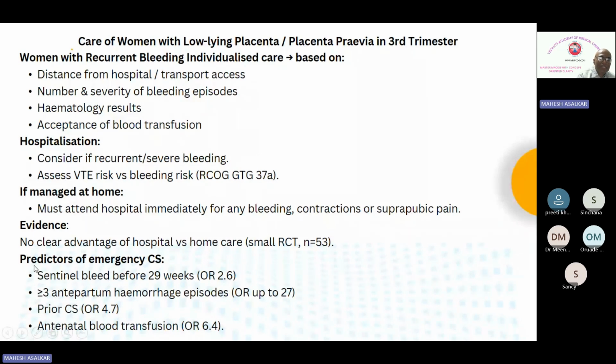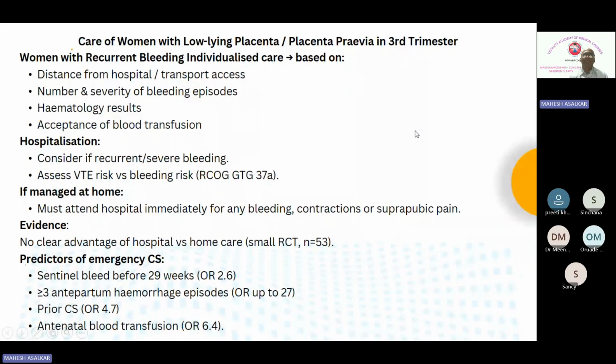There is no clear advantage of hospital versus home care if it is an asymptomatic case. Predictors for emergency cesarean section: a history of sentinel bleed before 29 weeks of gestation, 3 or more antepartum hemorrhage episodes, prior cesarean section, and antenatal blood transfusion. So these are the predictors for emergency cesarean section in these cases.